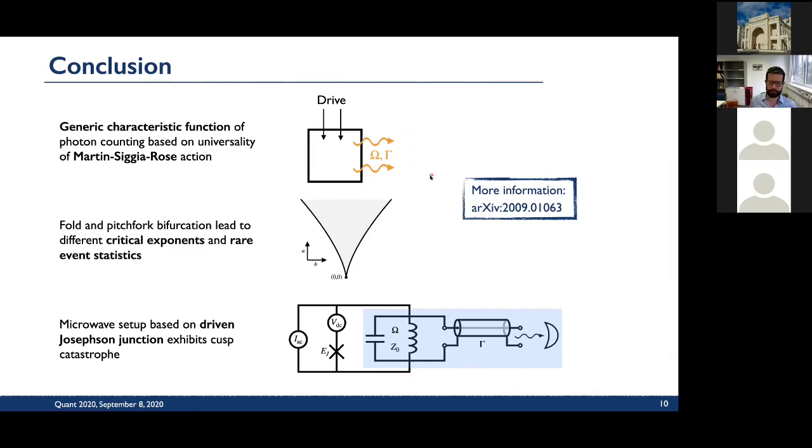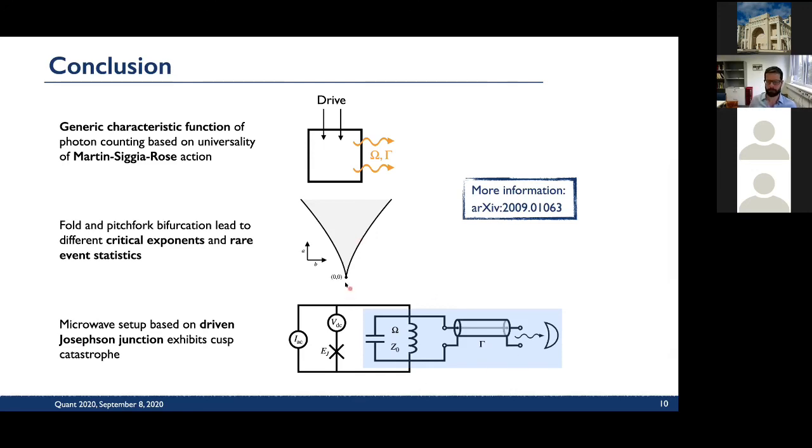Then we showed that the photons that come out of the system actually diverge, approaching, for example, the critical values in the cusp catastrophe. And the divergence is universal. So the critical exponents don't depend on the concrete system by which you implement it, but only on which type you are. So for example, whether you go here through the pitchfork bifurcation or somewhere on the side through the fold transition. And then this microwave setup allows you to actually measure these critical exponents.